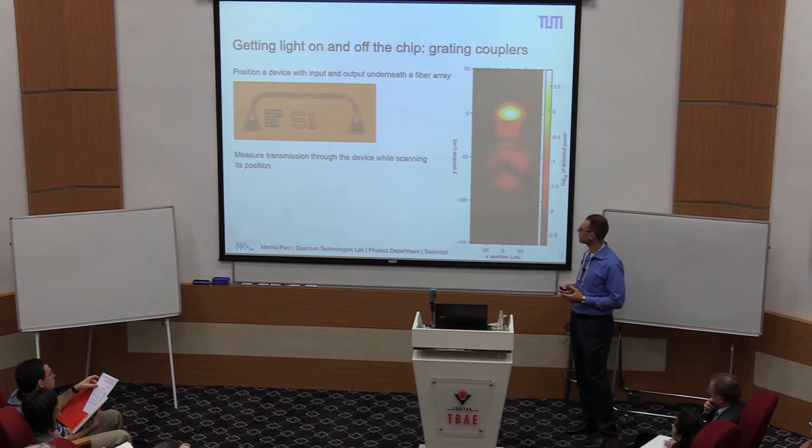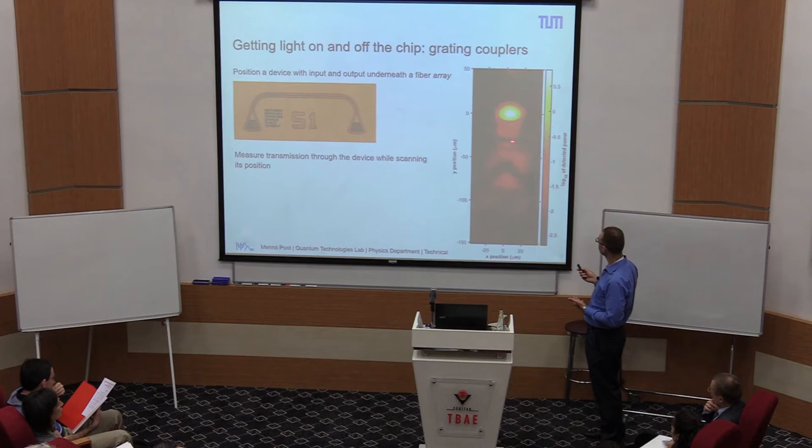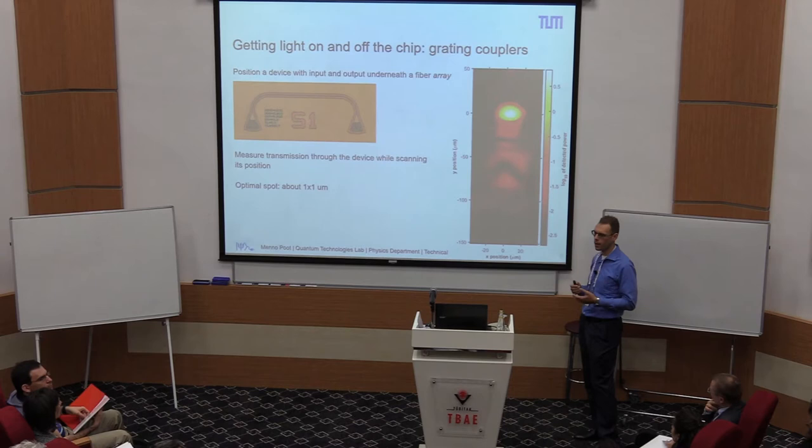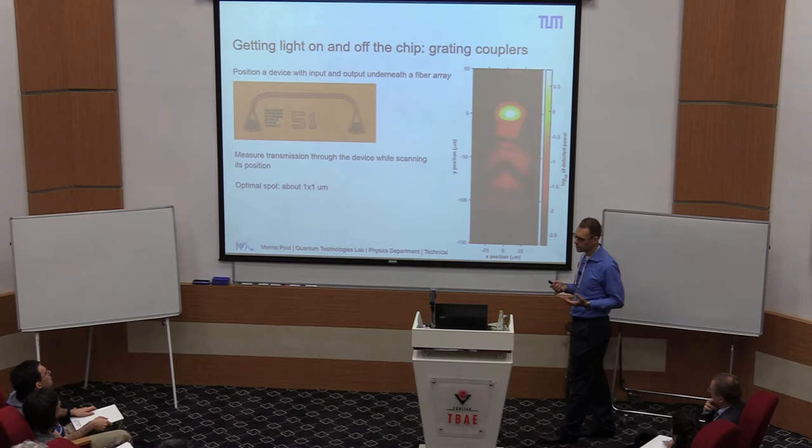In the color scale, we have the detected power on a logarithmic scale. And then you can see there are these things here, which are the higher orders of the diffraction of the grating. But then here we see there's a very bright spot here. And that means that there is an optimal spot where we have a pretty high transmission from the fiber onto our chip, and then from the chip back into the fiber to the detector. That is about 1 by 1 micrometer. And that, of course, sounds as if it's very, very small and very difficult to align. But actually, we can do that very well.